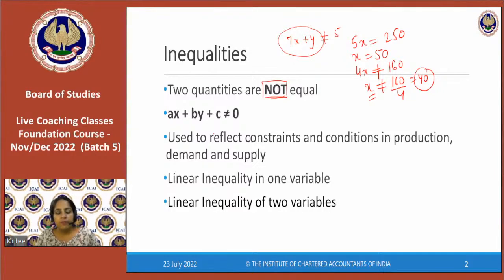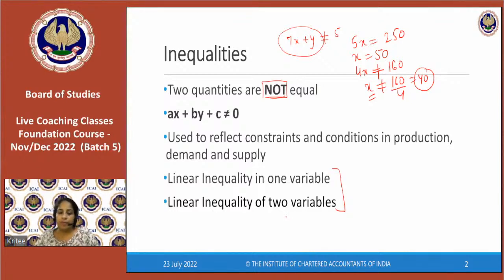Likewise, in all situations, if I am a producer, I wish to produce everything that is in demand in the market, but then I have the limitation of the resources with me. I have limited land or I have limited labor. So whenever there is a limitation or a constraint posed in production or in demand and supply, there we are using the concept of inequalities. So for linear inequality, what we will be covering today is linear inequality in one variable and linear inequality in two variables.